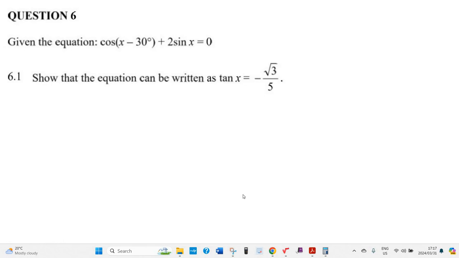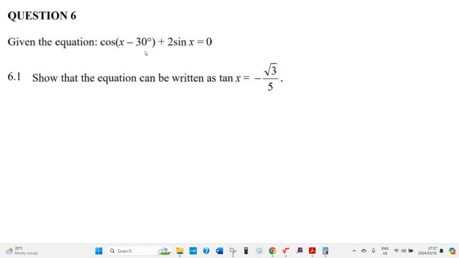Okay, this is a trig equation that makes you use all sorts of trig identities and some arithmetic and algebra and all that kind of stuff. So let's just give it a try. They've got the cos of x minus 30 plus 2 sine x. We're going to graph these two equations later on. We're looking at them when they equal each other.